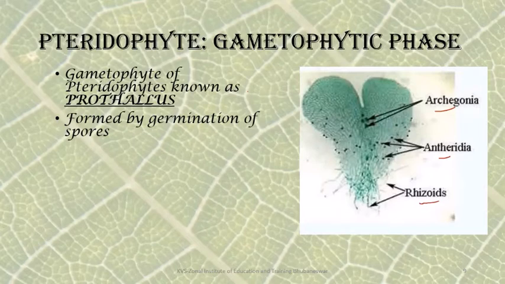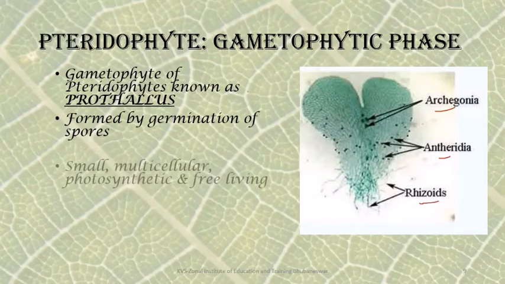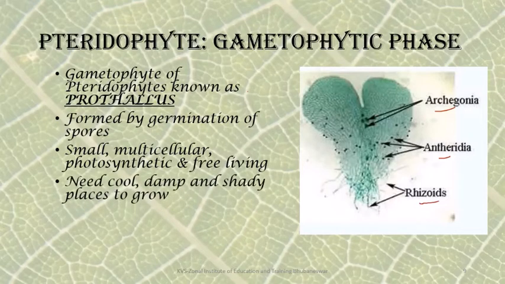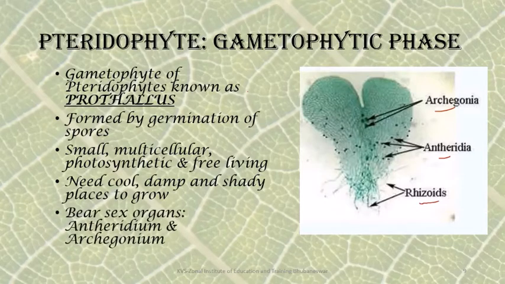We just saw that spores are formed from the sporophyte. These spores upon germination produce this prothallus or the gametophyte. Now these gametophytes are small, they are multicellular, and you can see the green color, which means they are photosynthetic, and so they are not dependent on the sporophyte, they are free living. Now this is the phase which requires water. So it requires cool, damp and shady places to grow. Why it requires water, we'll just see. And this bears the sex organs, that is the antheridium and the archegonium.